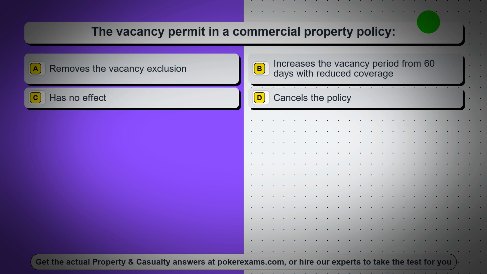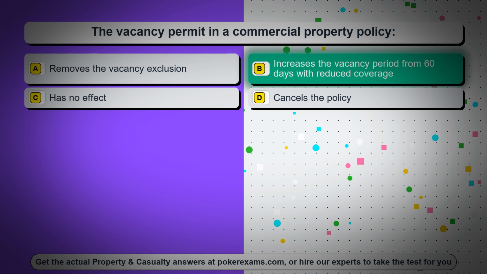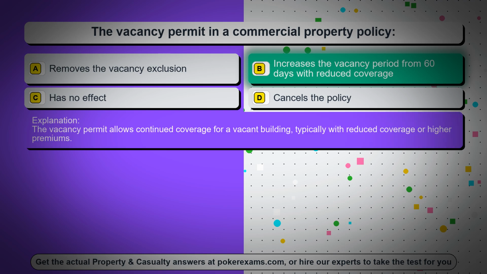Question 99. The vacancy permit in a commercial property policy: Option A, removes the vacancy exclusion. Option B, increases the vacancy period from 60 days with reduced coverage. Option C, has no effect. Option D, cancels the policy. The correct answer is option B, increases the vacancy period from 60 days with reduced coverage. The vacancy permit allows continued coverage for a vacant building, typically with reduced coverage or higher premiums.